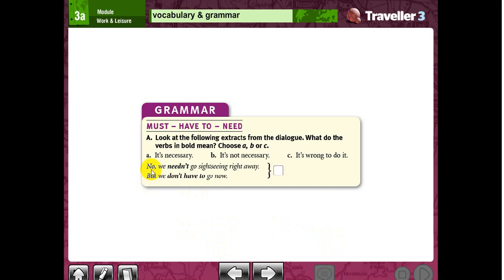We are going to read the sentence: No, we needn't go sightseeing right away, but we don't have to go now. When we are looking at needn't and don't have to, this means it is not necessary. It is not necessary to go sightseeing right away, or it is not necessary to go now.